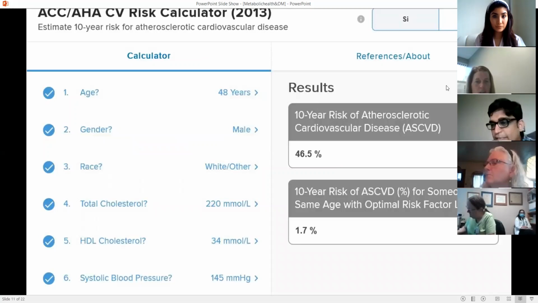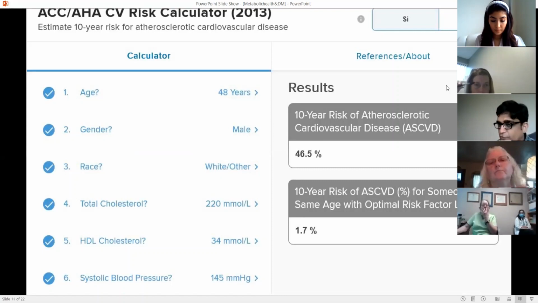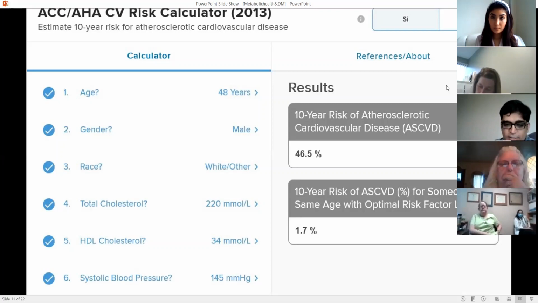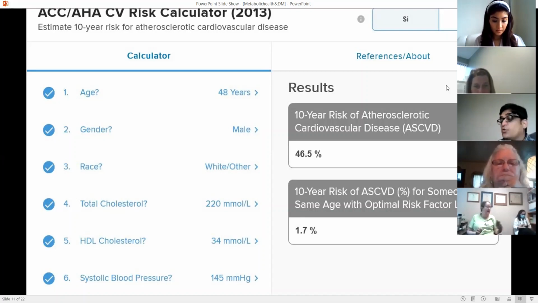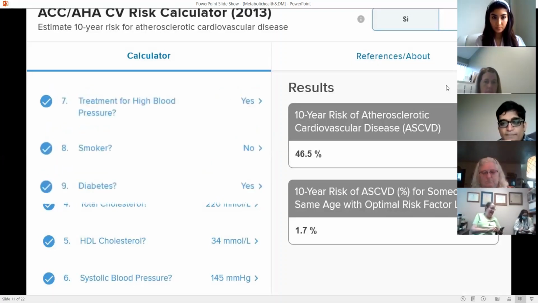Okay, so calculating the risk. How do we calculate this risk? If you just Google or download an app, the ACC or American Heart Association Cardiovascular Risk Calculator, it's free. It will ask you a series of questions. I have 6 here and 3 are in the next slide. It will ask about the age of the patient, gender, race, the total cholesterol, HDL cholesterol, systolic blood pressure, and, can you click one more time? Yeah. So is the patient on blood pressure medications? Is the patient a smoker or has diabetes?